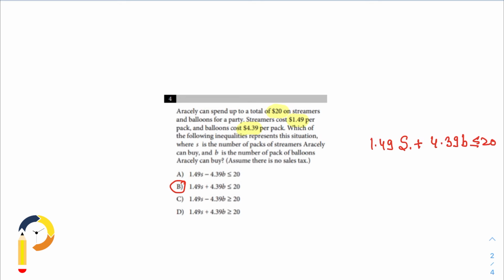Okay, hope you understand. It was a very straightforward question, right? So you just need to check what is the cost of one packet and what will be the cost of S packets of streamers, right? Same goes with the cost of one packet of balloons and the cost of B packets of balloons, and if we combine the cost, it should be less than or equal to 20. Right, so this is a very easy question. We just need to translate the words into math.